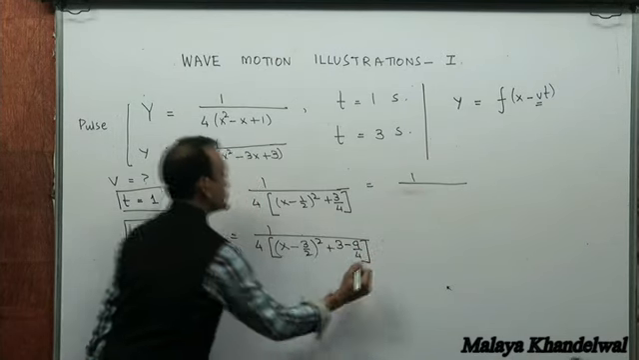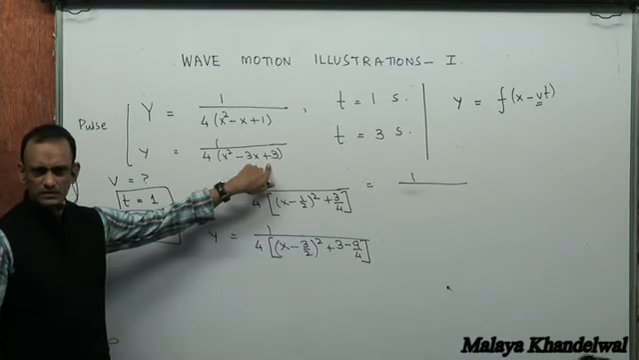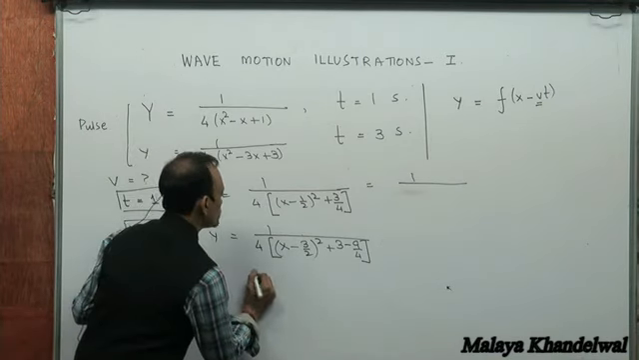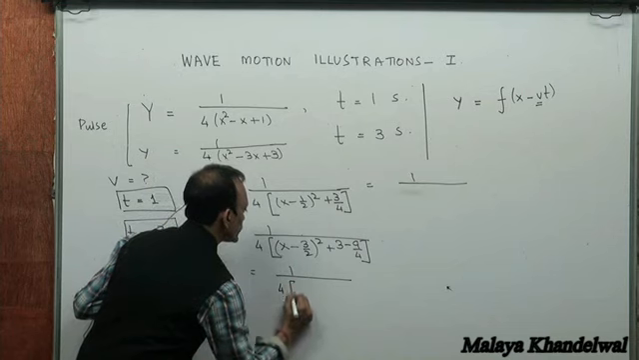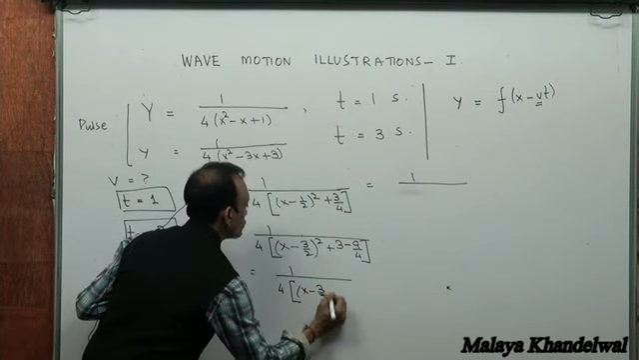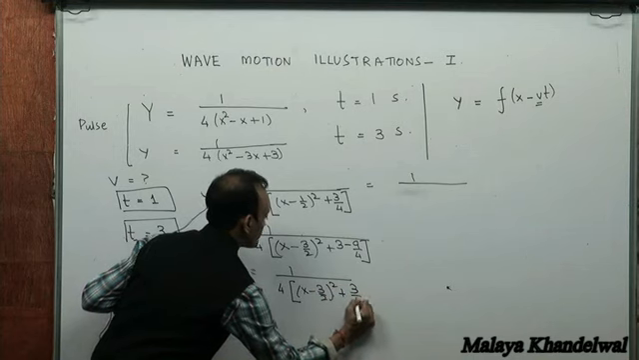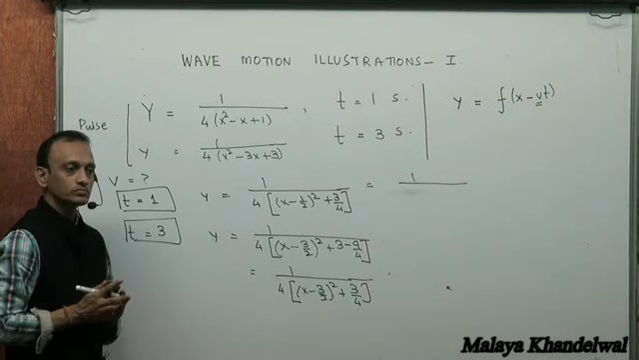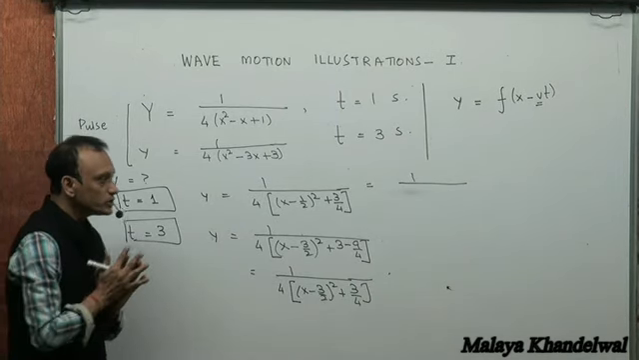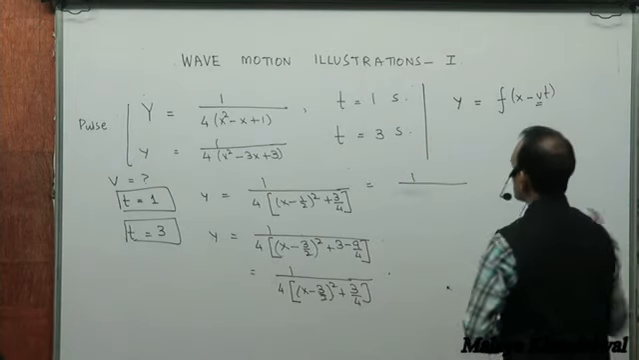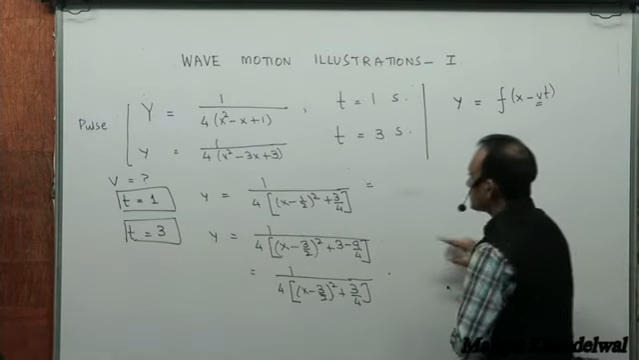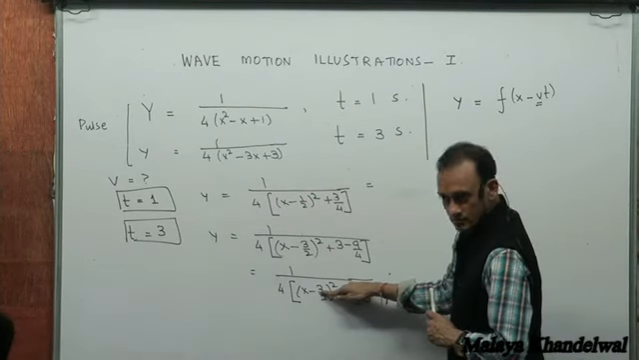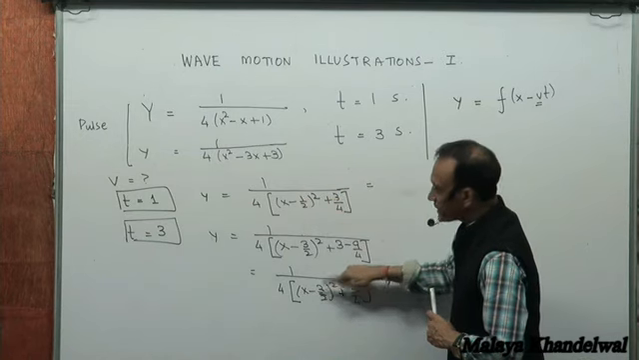I hope you realize what I did. Express this as a perfect square, sum or difference of two squares, right? So which is like 1 by 4 into (x minus 3 by 2) whole squared, 12 minus 3 by 4, right? Yes or no? We are done. This is y at t equal to 1 second, this is y at t equal to 3 seconds.